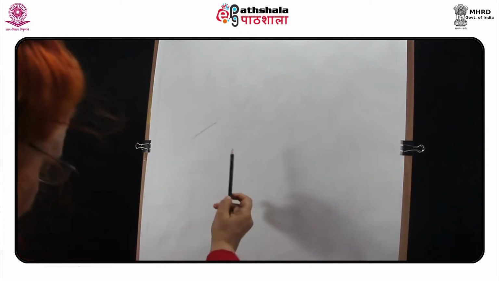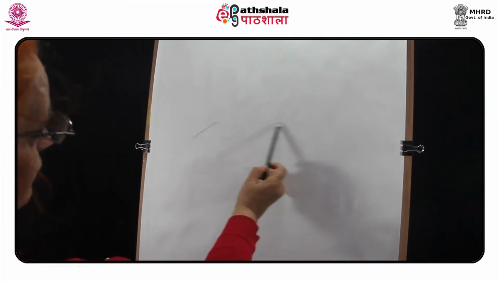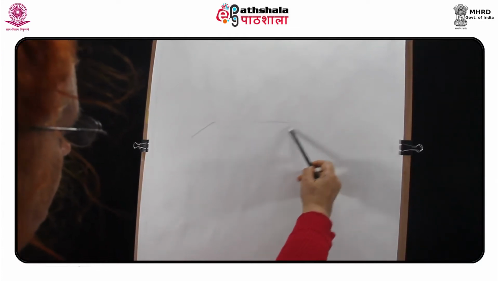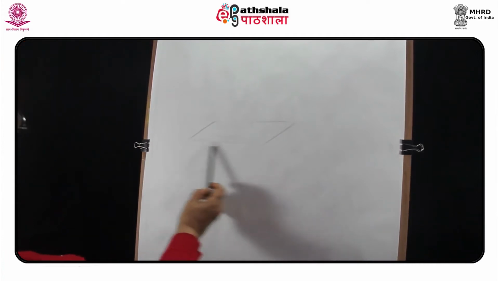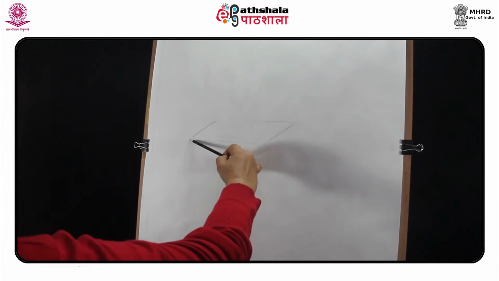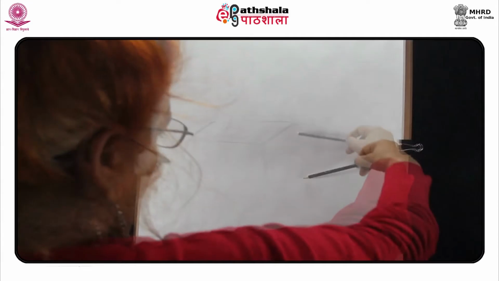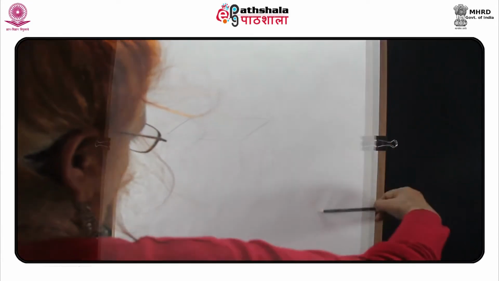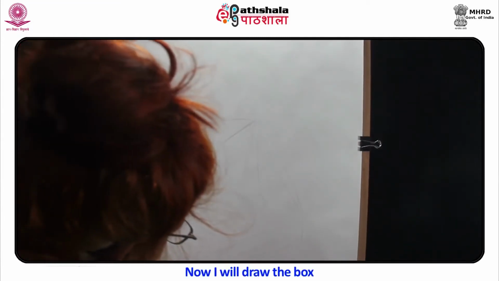Now make the basic structure. Start with the silhouette of the different shapes. This would act as the foundation of the drawing. In this composition we have shapes like rectangle, circle and oval. I am starting to draw the table. Now I will draw the box.